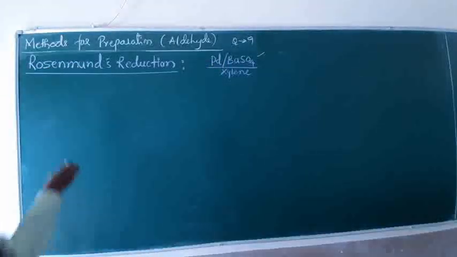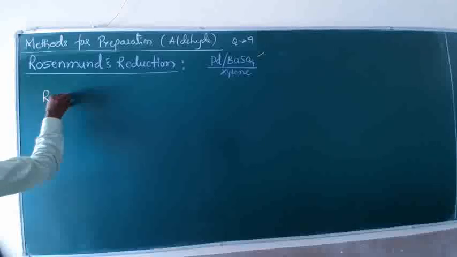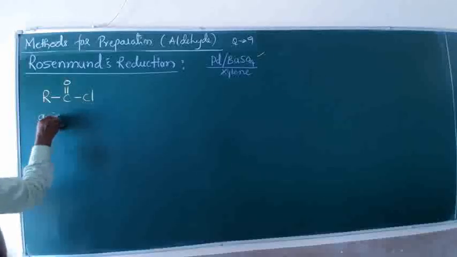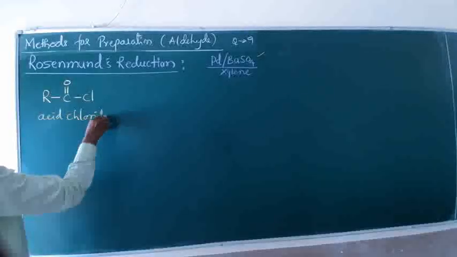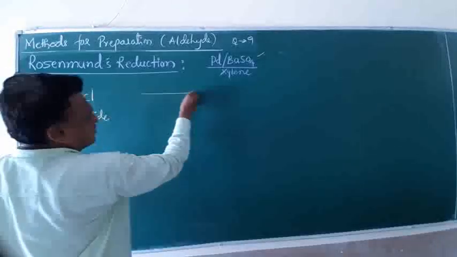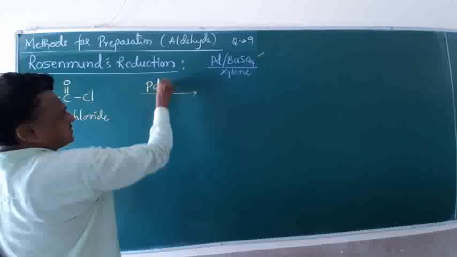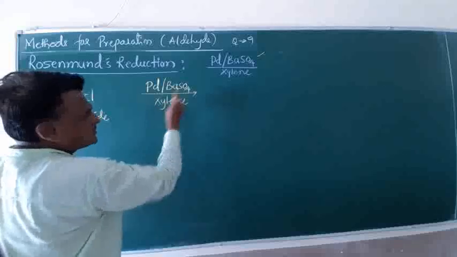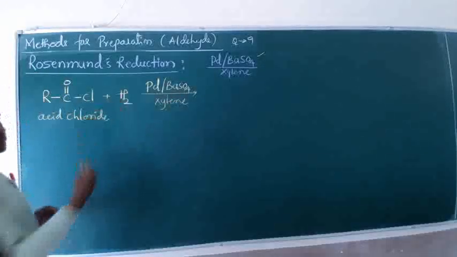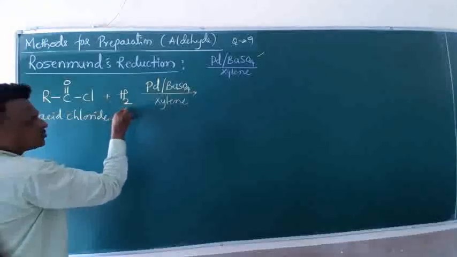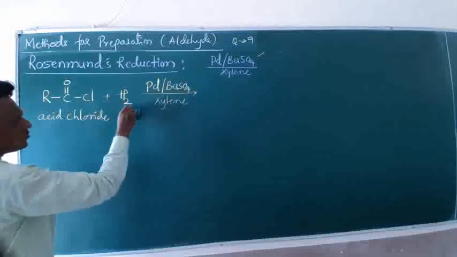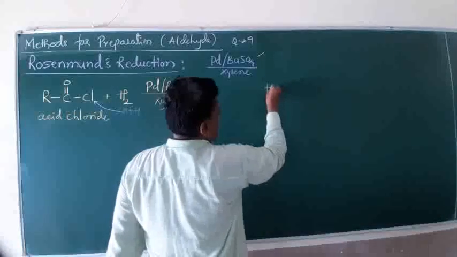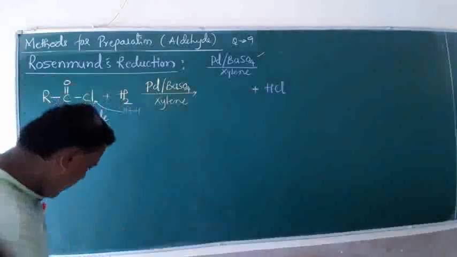How to prepare with this Rosenmund reduction reaction? Let us begin, friends, with RCOCl. What is RCOCl? It is called acid chloride. When the corresponding acid chloride undergoes reaction with palladium in the presence of barium sulfate with the solvent xylene, they generate molecular hydrogen. And this hydrogen undergoes homolysis, H and H. One H combines with the electronegative Cl to release the product HCl.